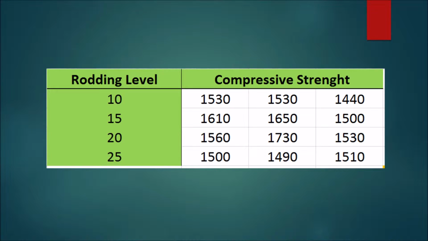Once the experiment was conducted, the following values were obtained. On the left, we can see the rodding level, being 10, 15, 20, or 25 times. And on the right, we can see the compressive strength. Each row corresponds to a rodding level on the left.